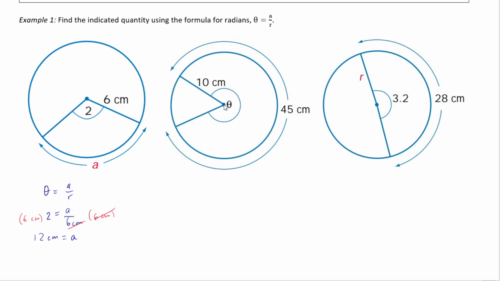In this case right here, we are trying to find the radian measure, and the angle is this big angle here. So it's nearly 360 degrees. We have to find how many radians that is. So theta is equal to the arc length, which is 45 centimeters, over the radius, which is 10 centimeters. Notice that the units cancel. We get 4.5 for radians, so radians is equal to 4.5.